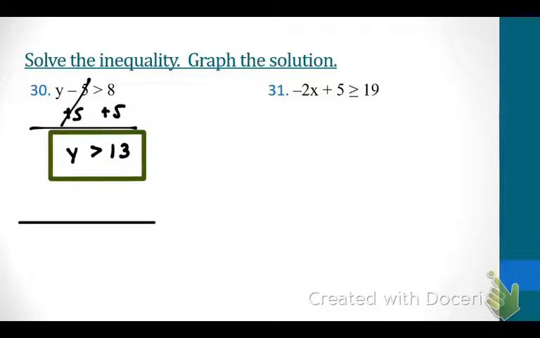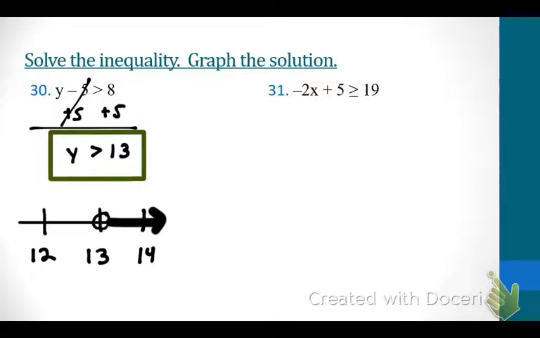Ethan, help me to graph this. Put 13 in the middle, 14 on the right, 12 on the left, and make it... Should it be an open or closed circle? Open circle, and is the arrow going to the right or to the left? Right. To the right, because all solutions are greater than 13. Very good. Who would like to help me with number 31?